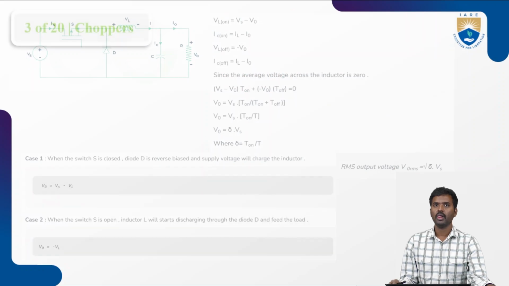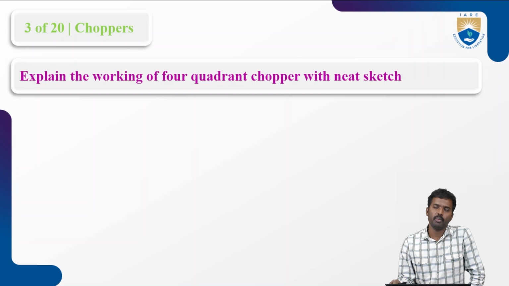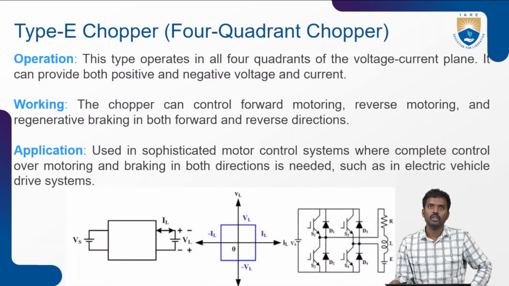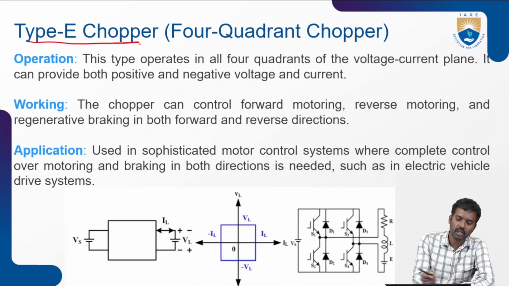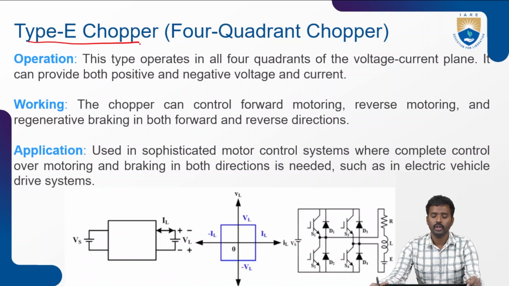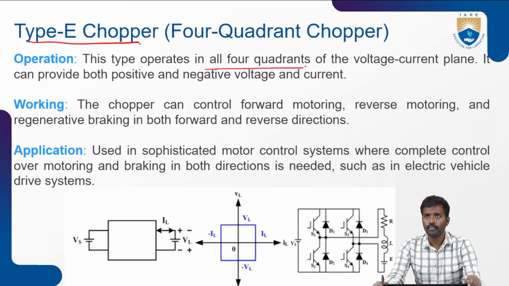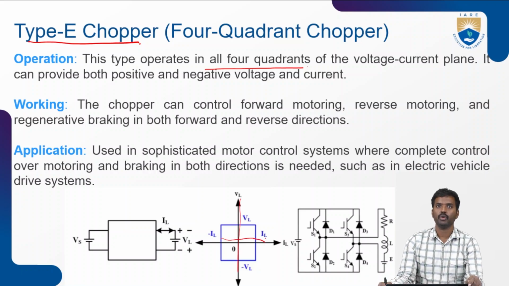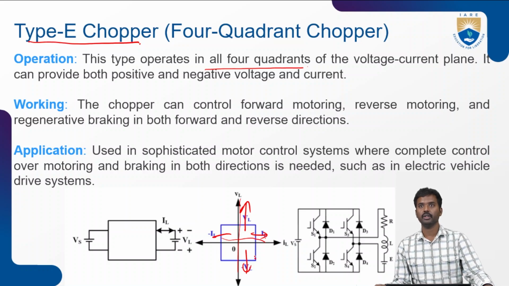Next question, third question: explain the 4-quadrant chopper operation with a neat diagram. This is the 4-quadrant chopper. It is also known as a type E chopper. It operates in all 4 quadrants of the voltage current plane. So it can provide both voltage and current, both positive and negative.